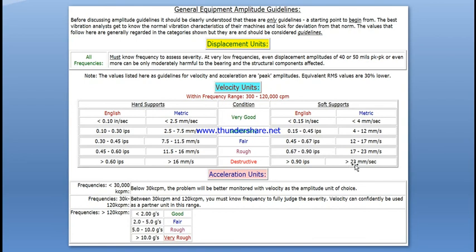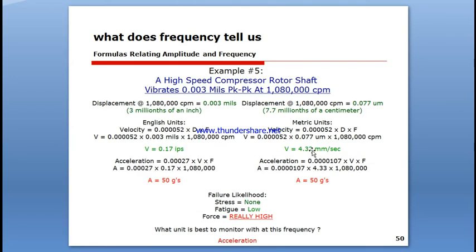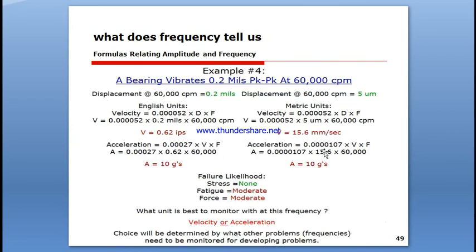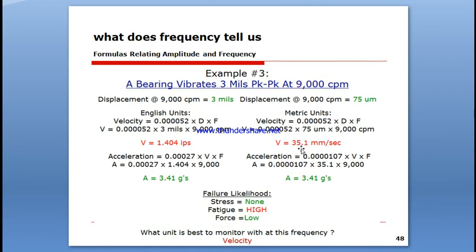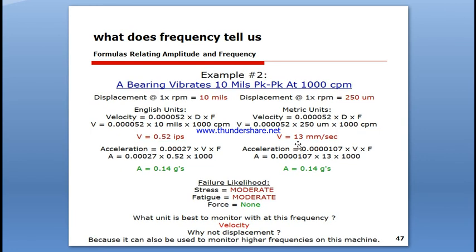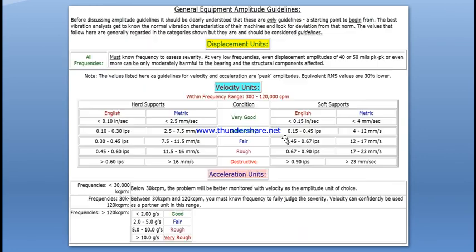Concerning velocity, if it is greater than 23 millimeter per second, we have an issue. So here is fine. Here, just on the border. Here is a huge problem. This is how you compare. In a way, you have these guidelines.